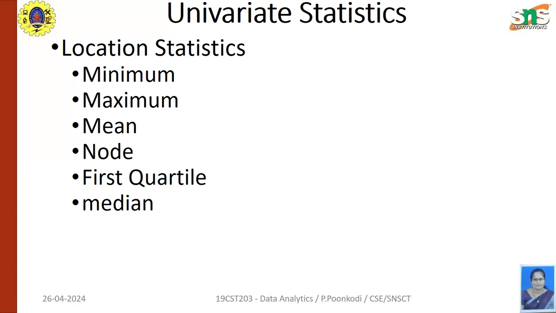The minimum value is the lowest value, the maximum is the largest value, the mean is the average, and the mode is the most frequent value. The first quartile is larger than 25%, and the median is larger than 50% and less than 75%. The third quartile is greater than 75%.